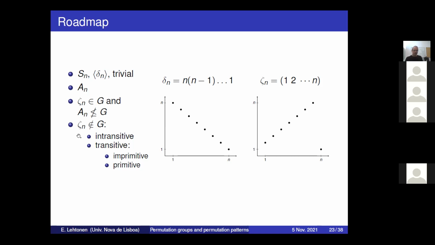Recall that a permutation group is transitive if it only has a single orbit. Otherwise, it's intransitive. And for transitive groups, we have to make a further distinction between primitive and imprimitive groups. So recall that a transitive permutation group is imprimitive if it preserves any non-trivial partition, and primitive otherwise.